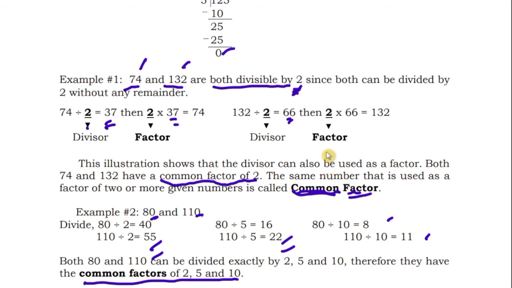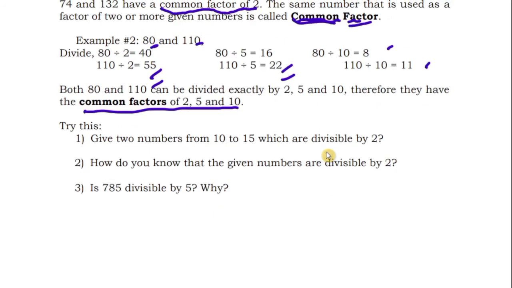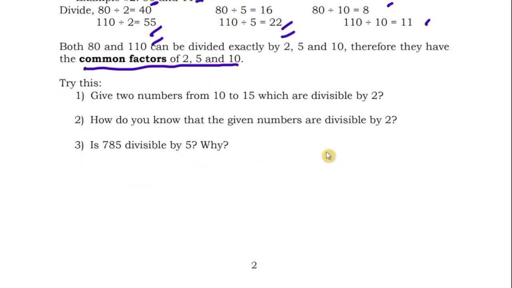Okay, let us try this one. In number 1, give two numbers from 10 to 15 which are divisible by 2. Again, give two numbers from 10 to 15 which are divisible by 2. Now from 10 to 15, let's say 10, 11, 12, 13.